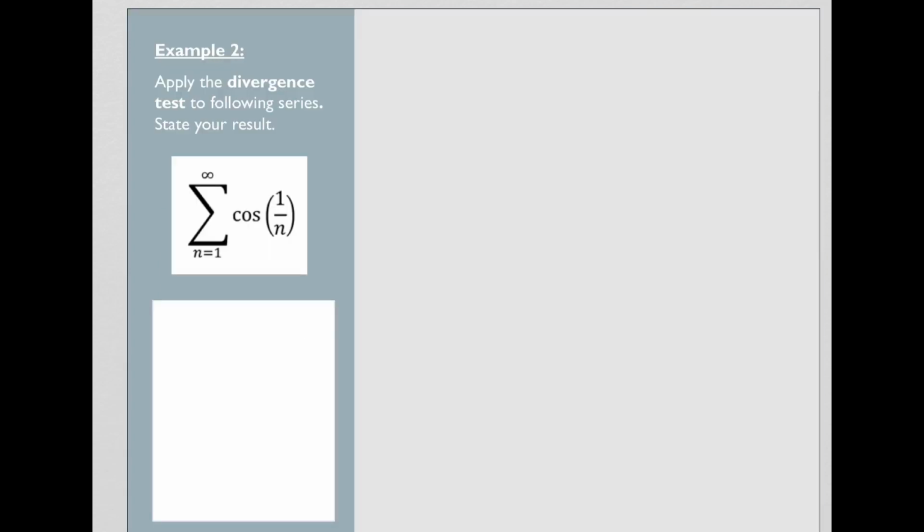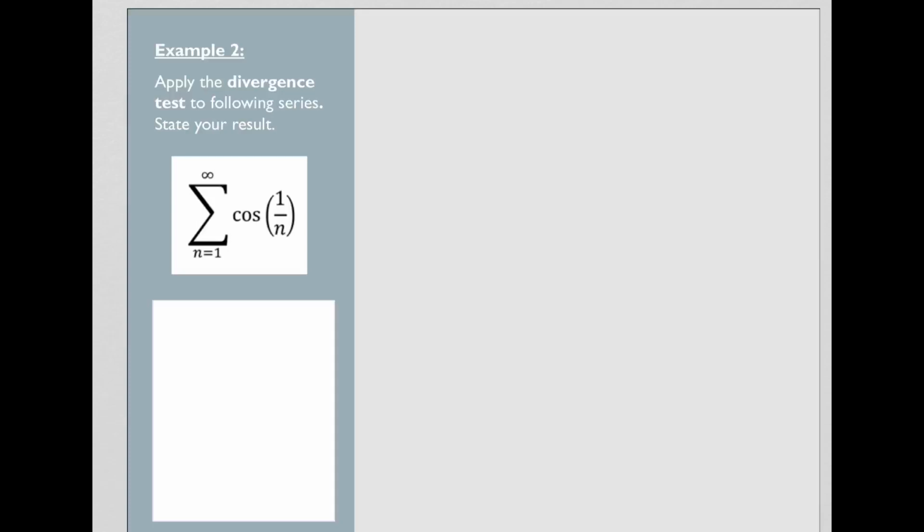All right, so let's take a look at the following example. Apply the divergence test to the following series. State your result. We are looking at the infinite series n equals 1 to infinity of the cosine of 1 over n. And we want to know, does this series diverge?